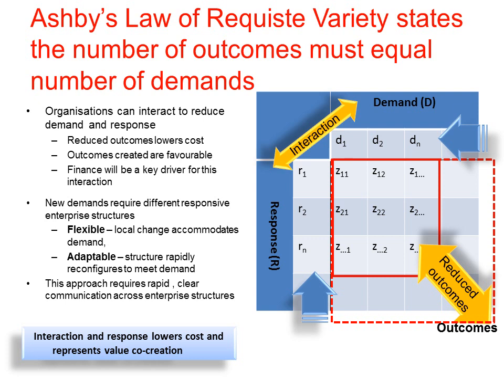So Ashby's Law of Requisite Variety states the number of outcomes must equal the number of demands. So in our image here we can see we've got a number of demands, demand 1, demand 2, up to demand n. And we've got a number of responses, response 1, response 2, up to response n. Now demand 1 may give us response 1, response 2, response n. So that gives us an outcome Z1 1, Z2 1, Z whatever. Demand 2 gives us response 1, response 2, depending on whatever response you get.